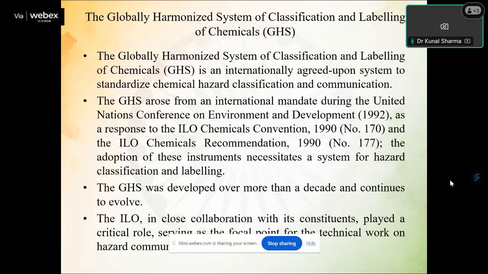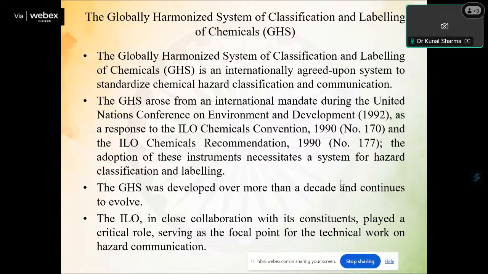So we'll start with one of the most recent systems, which is called the Globally Harmonized System of Classification and Labeling of Chemicals, that is GHS. The Globally Harmonized System of Classification and Labeling of Chemicals is an internationally agreed upon system to standardize chemical hazard classification and communication. The GHS arose from an international mandate during the United Nations Conference on Environment and Development in 1992 as a response to the ILO Chemicals Convention 1990 and the ILO Chemicals Recommendation 1990. The adoption of these instruments necessitates a system for hazard classification and labeling. The GHS was developed over more than a decade and continues to evolve. The International Labour Organization, in close collaboration with its constituents, played a critical role, serving as the focal point for the technical work on hazard communication.